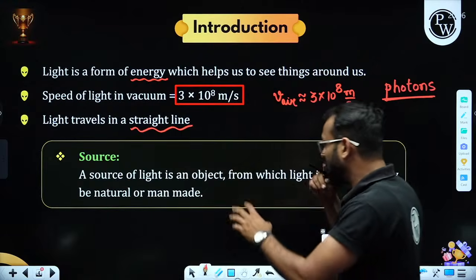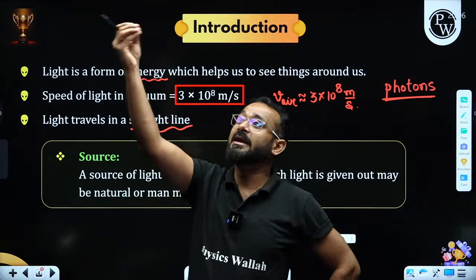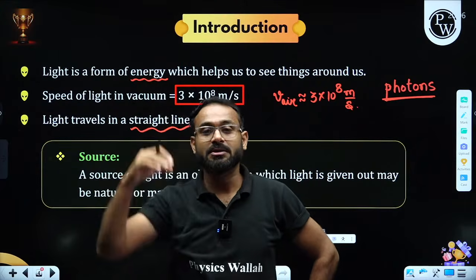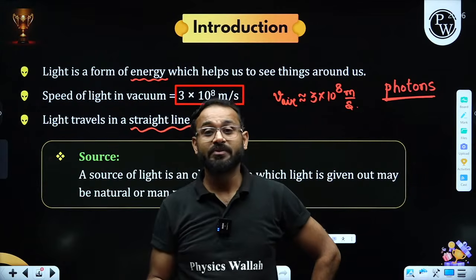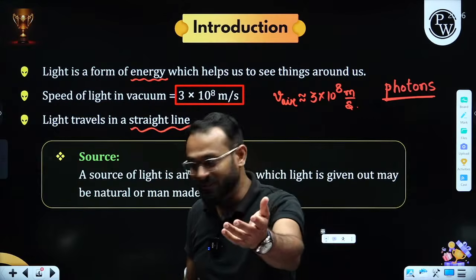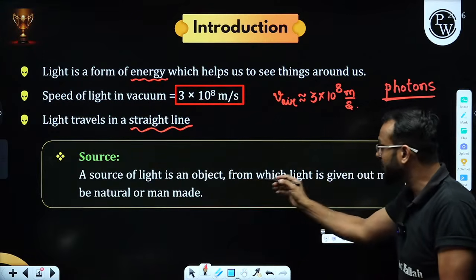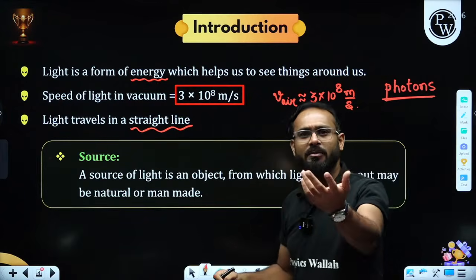So what is the source of light? How would we be able to understand where the light is coming from? I would say, beta, the light is coming from a source. Sir, what is a source through which the light is coming? So it says that the source of light is an object from which the light is given out, maybe natural or maybe man-made.